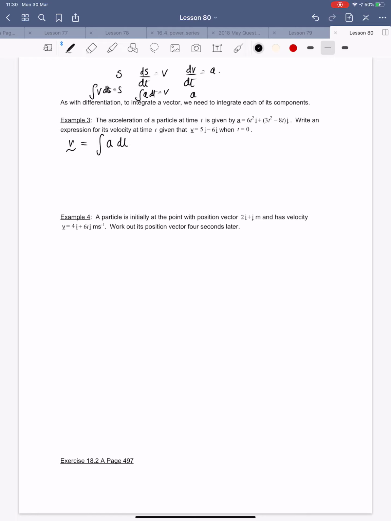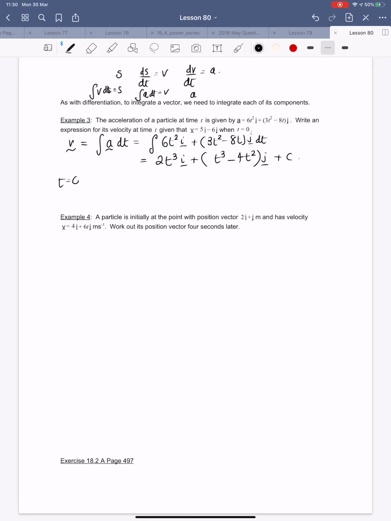So v is the integral of a dt. So it's the integral of 6t squared i plus 3t squared minus 8t times j. Add 1 to the power, divide by the new power. So 6 divided by 3 makes 2. Next one, add 1 to the power, divide by the new power makes 1. And the next one, add 1 to the power, divide by the new power, is j plus c.